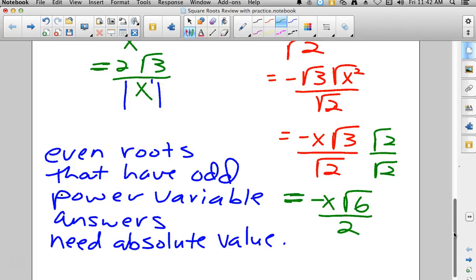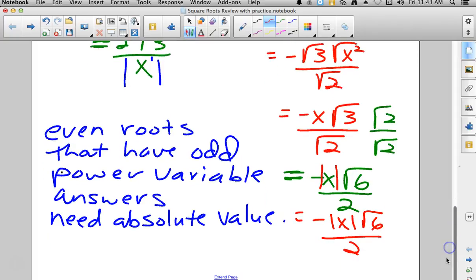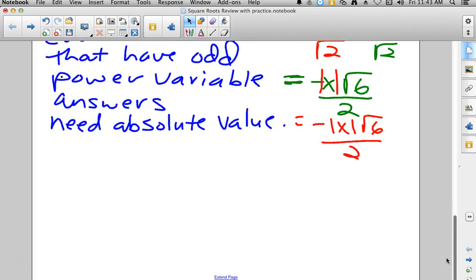So then, does this need absolute value bars? Did we take an even root? Is this x an odd power? We need absolute value bars. So it's going to be the negative absolute value of x, square roots of 6 over 2. We've got it. Even root, odd power answer. Slap the absolute value on.